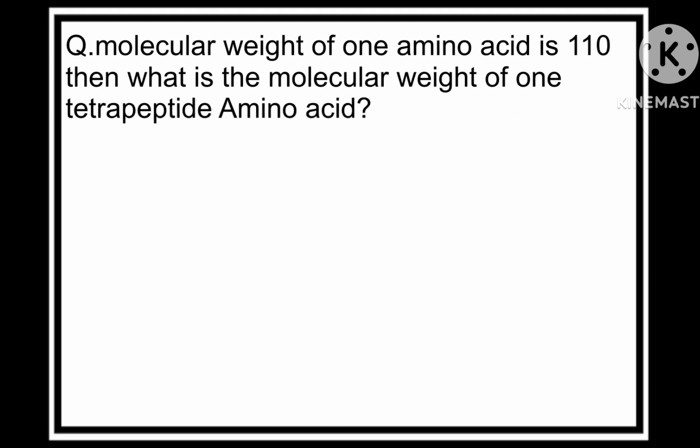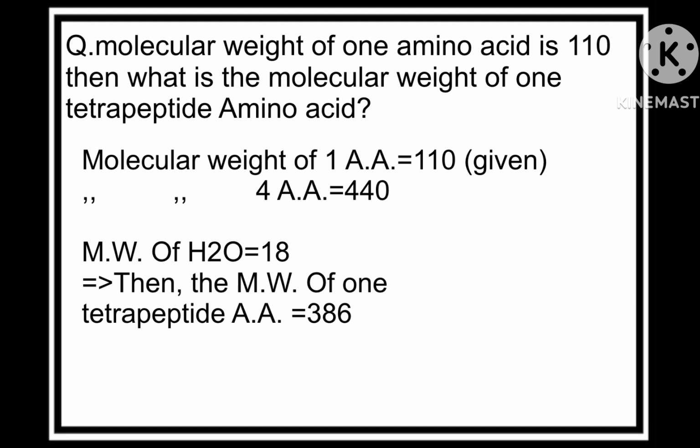Now you can pause the screen and take your time. Try to solve it on your own, then you can match the answer. Now see, the question is very straightforward. The molecular weight of one amino acid is 110 as given in the question, and the molecular weight of 4 amino acids will be 440. If you multiply it by 4, you will get 440. So now how will you solve this? First you need to calculate the total weight of the amino acids and subtract the weight of the water molecules released, and then you will get the answer.